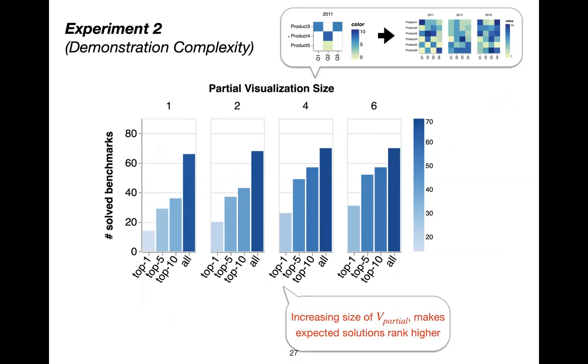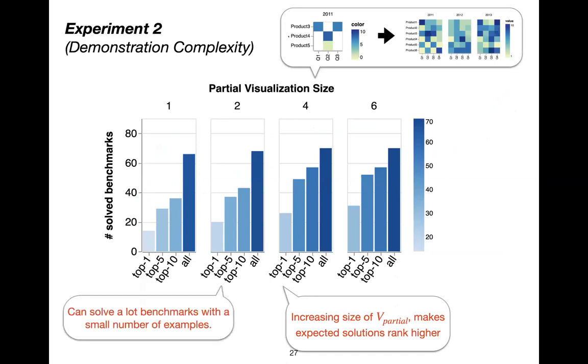Yeah, so here, essentially, we can get 2 things from this chart. It means increasing the size of the partial demonstration. We can get the ranking better because it has less ambiguities. And another thing is that we can also solve a lot of benchmarks with only a small number of examples. This is pretty straightforward. But actually, this is sort of like paper presentation style evaluation.